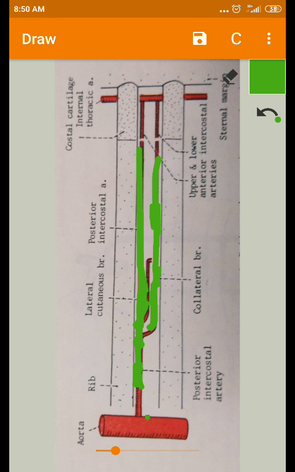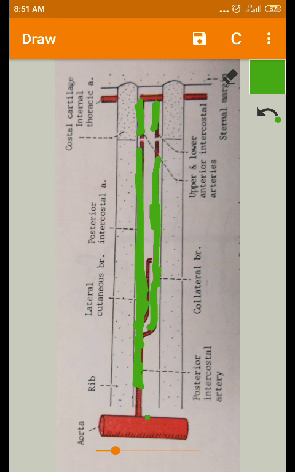In between, this main trunk will give many branches like mammary branches, muscular branches, and also this collateral branch, and also the right bronchial artery which arises at the third posterior intercostal artery. So in this course it will give all these branches. Okay, and on the anterior side, two intercostal arteries are present, isn't it? One is the upper anterior intercostal artery and the lower anterior intercostal artery.